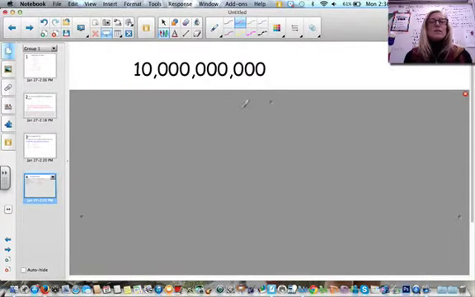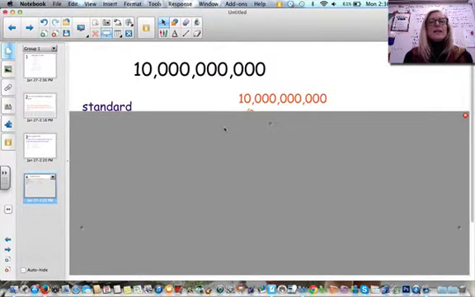Coming over to this last slide, we can see that that's 10 billion. So let's take a look at how I would write 10 billion using standard notation. And that's what it looks like. In class we were getting confused a little bit with what standard means. Some of you were writing, if we had 7 to the 3rd power, 7 times 7 times 7. But what we're really looking for is the final answer. What does that equal? That is standard notation.